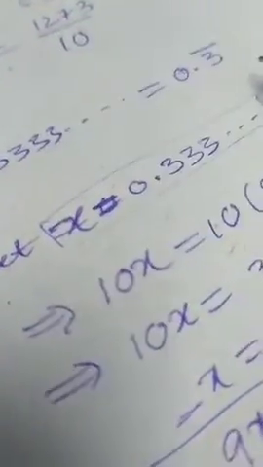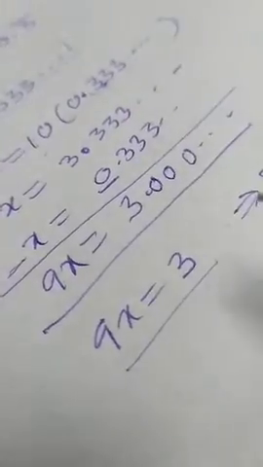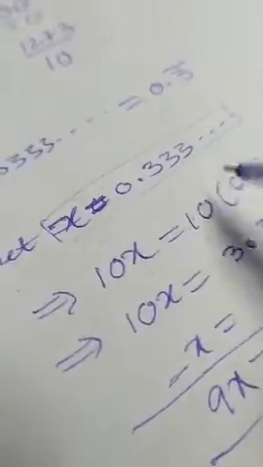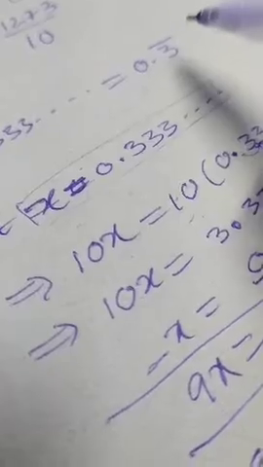As we know, 1 by 3 if you convert into decimals, you will get 0.333 and it is represented by 0.3 bar. So this is the procedure to convert recurring decimals into a fraction. How to do it? First you take the recurring decimal as x, then observe how many digits are repeating. If 1 digit, multiply with 10. If 2 digits, multiply with 100.